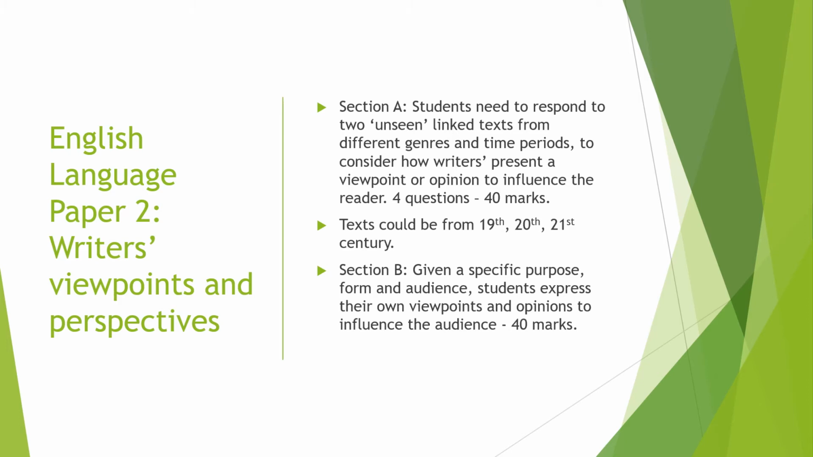Like English Language Paper 1, Paper 2 is broken down into Section A and Section B. The main difference between the 2 papers is that students are given 2 unseen texts to read rather than just 1. These 2 texts will be linked thematically. For example, they might be 2 texts about travel. However, they'll be from different genres and from different time periods. The text could be from the 19th, 20th or 21st century.